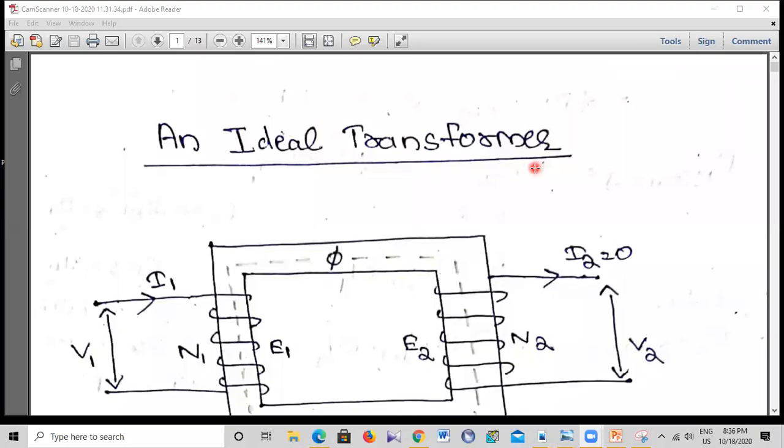Good morning, students. In this module, so far we have learned what a transformer is, what a transformer does, why we use a transformer, the principle behind the operation of a transformer, then the EMF equation of a transformer, and the turns ratio. All these things we have seen in the previous videos. If you haven't watched those videos, please do watch them.